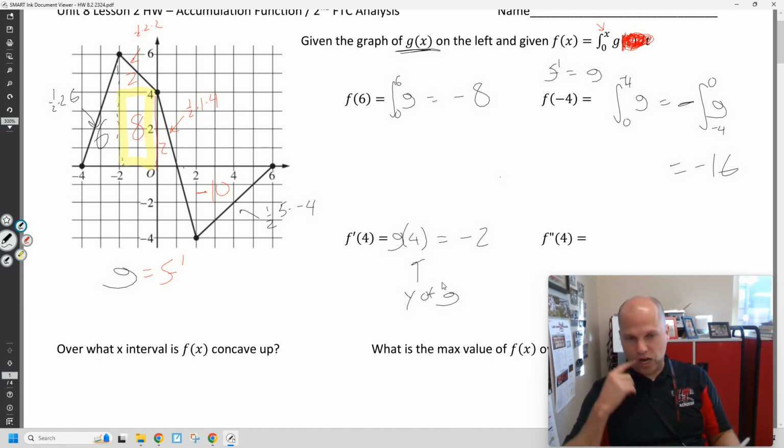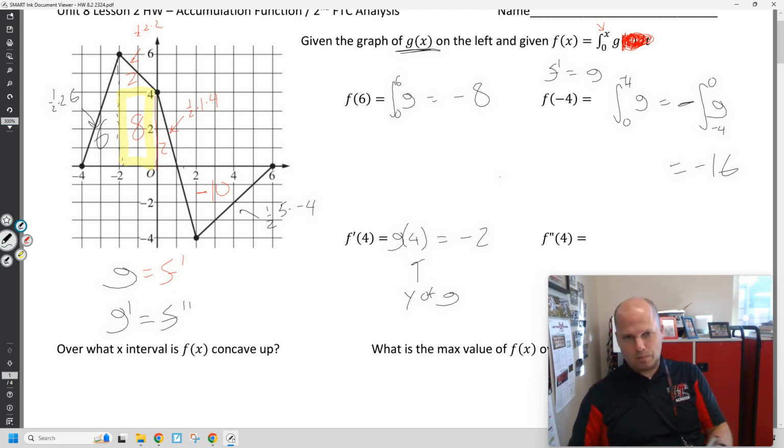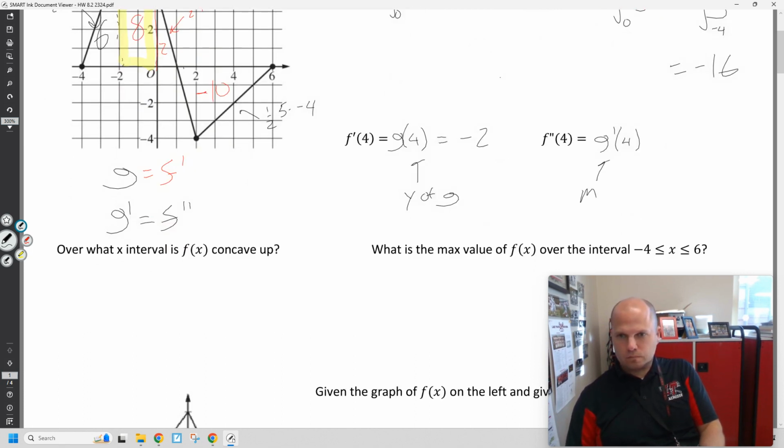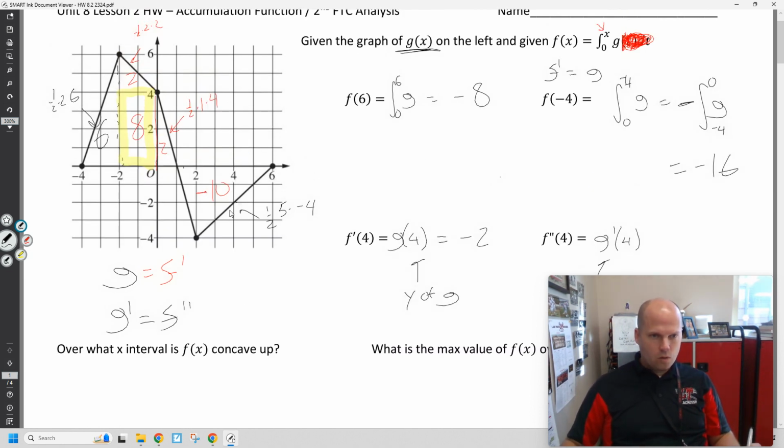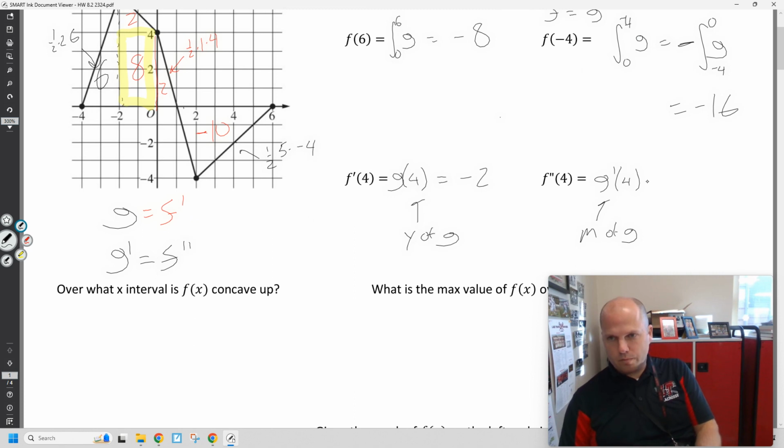If I ask you for f double prime, well, look, take another derivative, and you get g prime equals f double prime. F double prime equaling g prime, that means the slope of g at 4. Go to 4. What's the slope? Rise over run, rise over run. 1 over 1, which is 1.